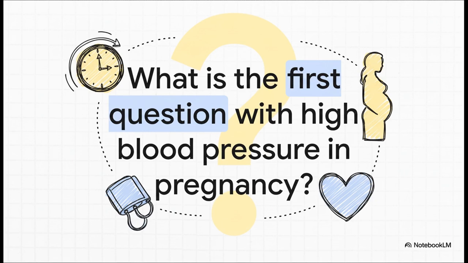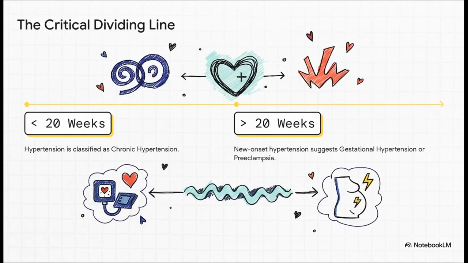It's not just, is the pressure high? It's, when did it get high? The answer to that one question immediately chops your differential diagnosis in half. And here it is, the magic number, 20 weeks of gestation.